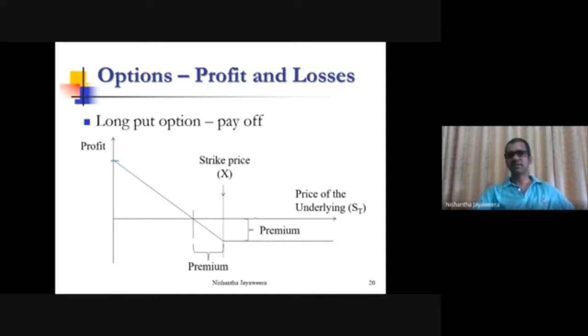Maximum loss occurs when the underlying asset price goes above the strike price. You lose your premium because you don't exercise your right. You can sell the asset at the market price. From the option, you don't get anything.